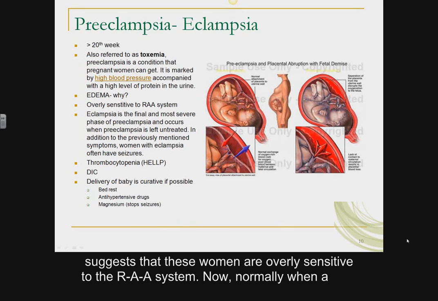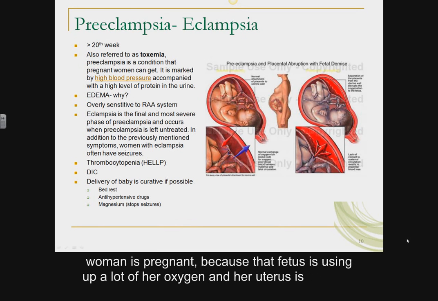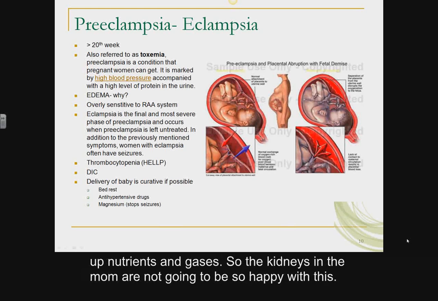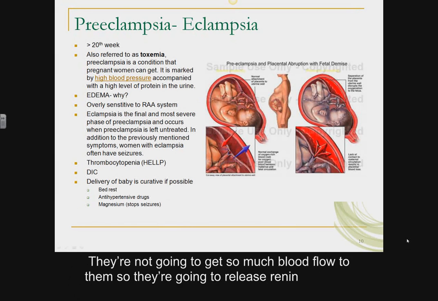Now, normally when a woman is pregnant, because that fetus, of course, is using up a lot of her oxygen, and her uterus is expanding, a lot of that blood flow goes to her uterus where the baby's blood can then pick up nutrients and gases. So you've got to be thinking the kidneys in this mom are not going to be so happy with this. They're not going to get so much blood flow, and so they're going to release renin because their blood pressure is going down, and this is going to lead to the aldosterone and angiotensin-2, which I've already covered.